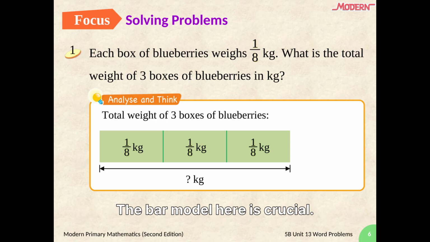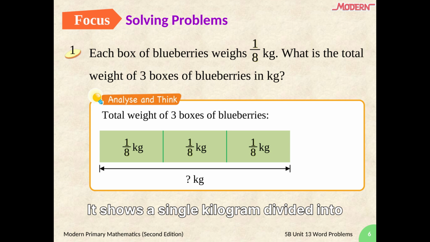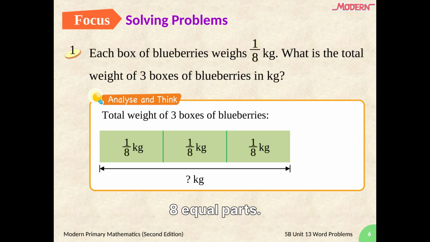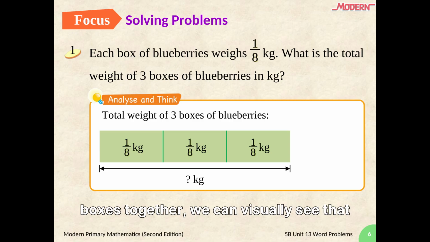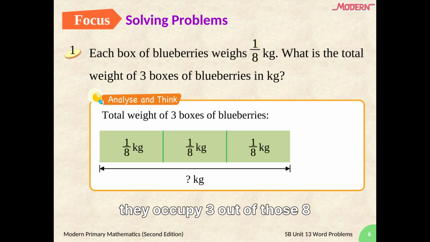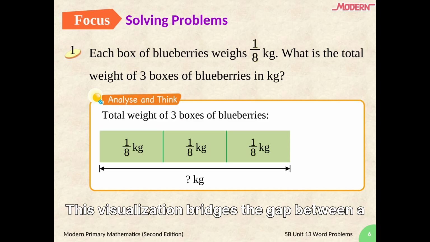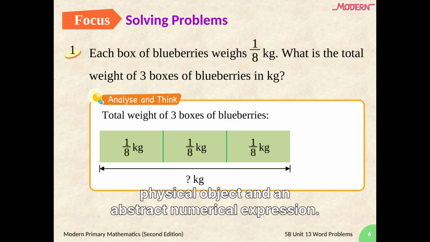The bar model here is crucial. It shows a single kilogram divided into 8 equal parts. By stacking 3 of these 1/8 kilo boxes together, we can visually see that they occupy 3 out of those 8 original slots. This visualization bridges the gap between a physical object and an abstract numerical expression.